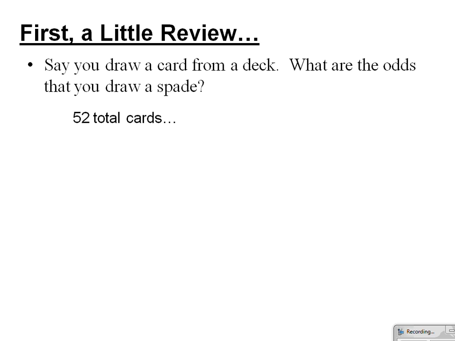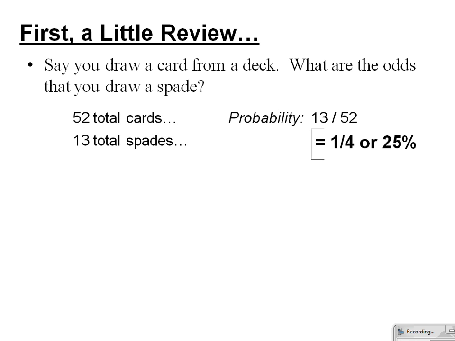Well, to calculate these odds, let's first look at how many total cards we have. 52. Of those 52 cards, 13 of them are spades. So the probability that we draw a spade from a deck of playing cards would be 13 out of 52, which reduces to 1/4 or 25%.